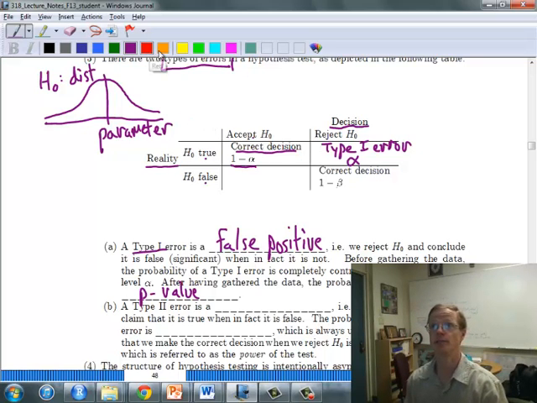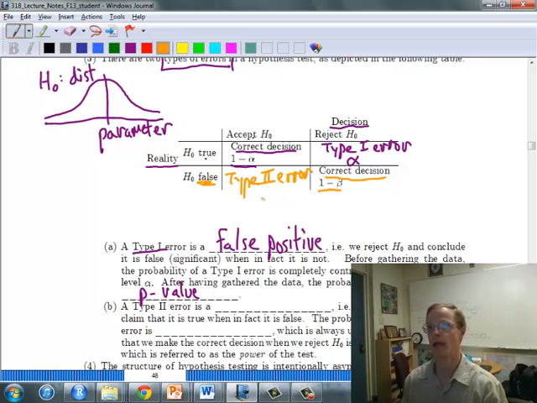The second possibility would be if the null is false. If the null is false and we reject it, bingo, we got a correct decision. And that occurs with probability 1 minus beta. What is 1 minus beta? Well, let me come over here. If you accept H null when it's false, then that's called a type 2 error.